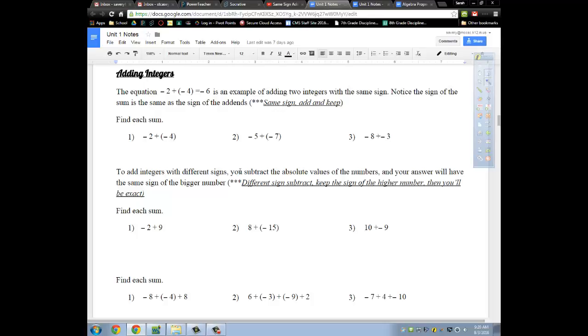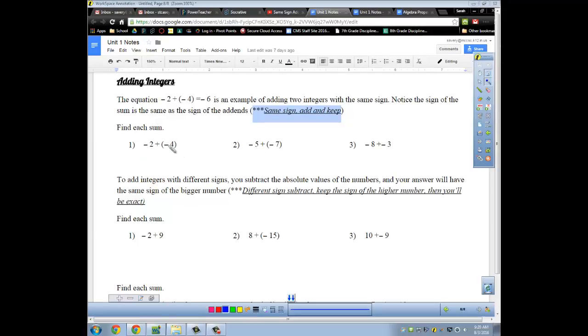So when you're adding positive and negative integers, we have these specific rules that we're going to follow. Okay, so these rules, I put asterisks by them. They're right here. So if your numbers have the same sign, you will add the numbers and keep the sign. So for example, if we look at number 1, they are both negative, so they have the same sign. So I'm going to add them. 2 plus 4 is 6. And then we keep the sign. So since the numbers were negative, my answer will be negative. So negative 6 is my answer.